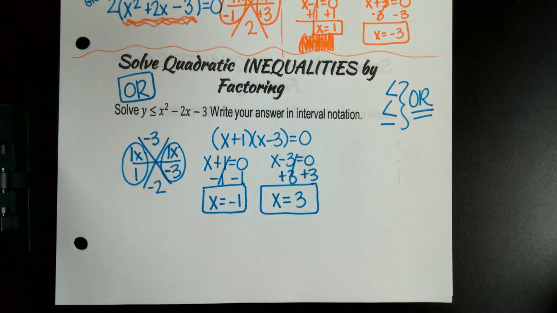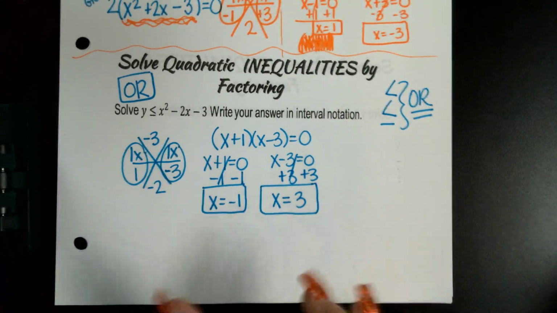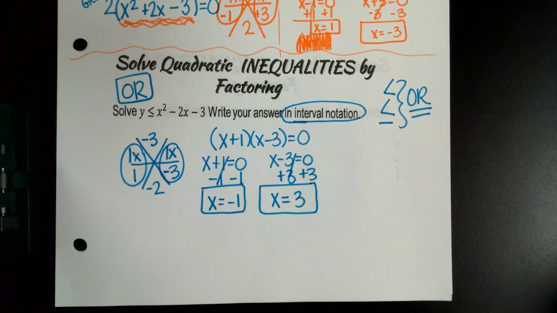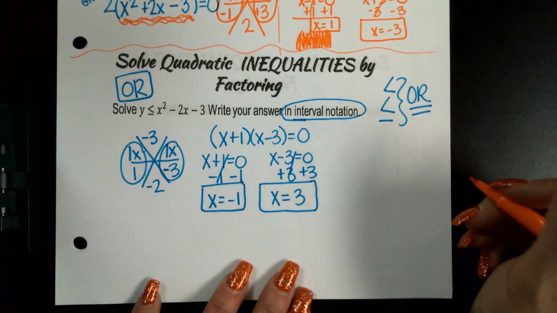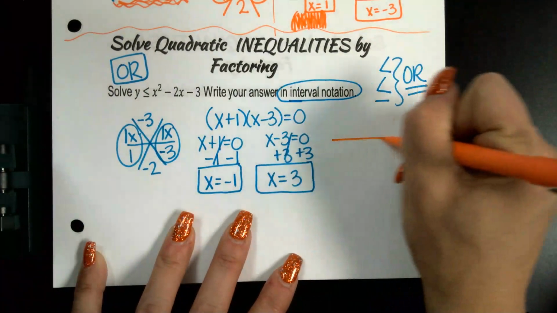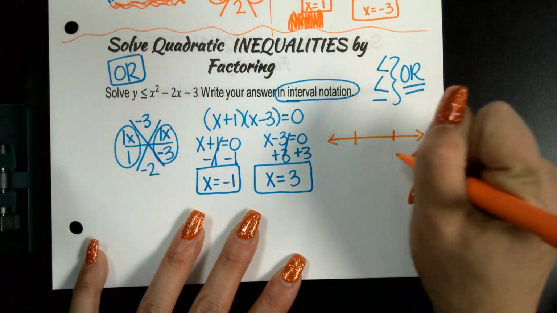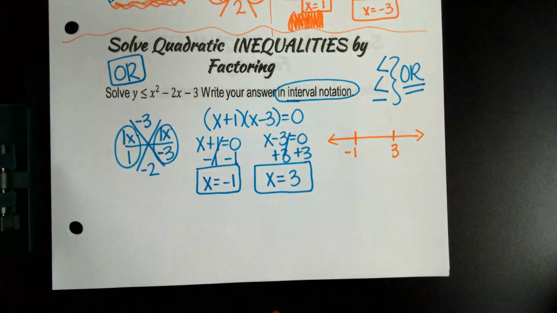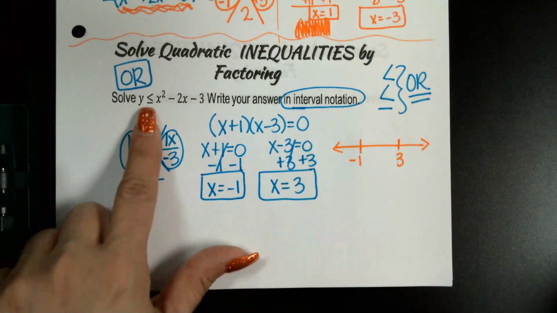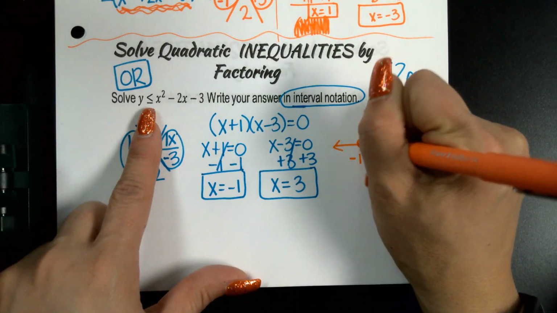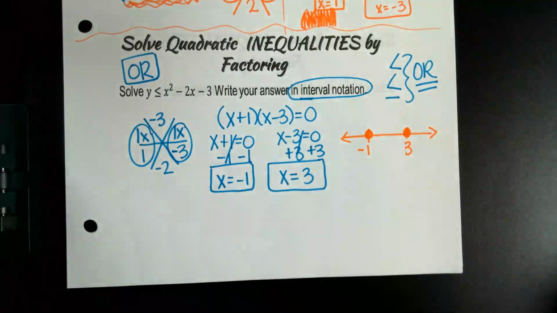Okay, so you started out the same way, but our answer, the way we write this, it says we have to write it in interval notation. So let me take you back to your pre-algebra, Algebra 1 days. Anytime you had an OR problem, this is what the number line would look like. You'd have -1 and 3. Because there was an equal sign, see this equal sign up here? You guys would have closed circles at each one.